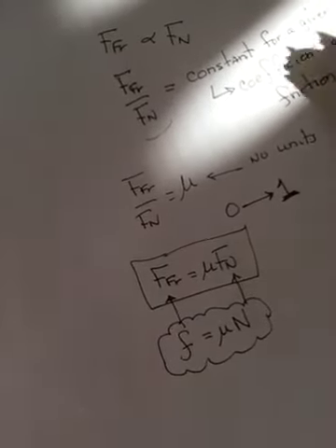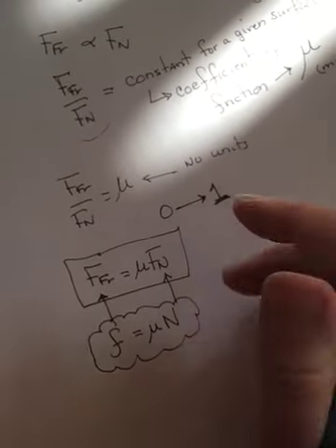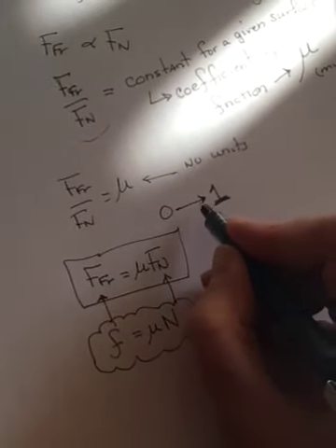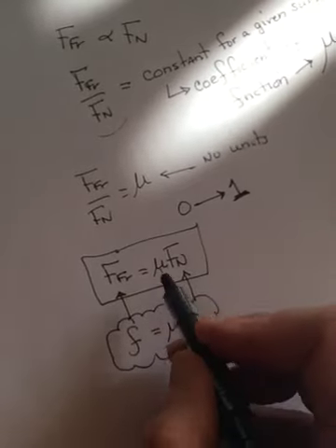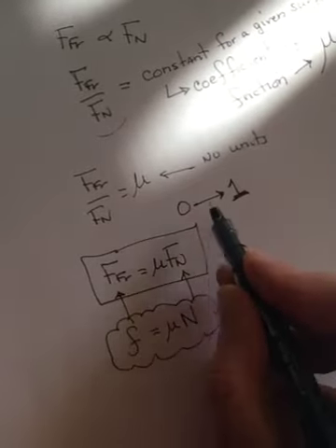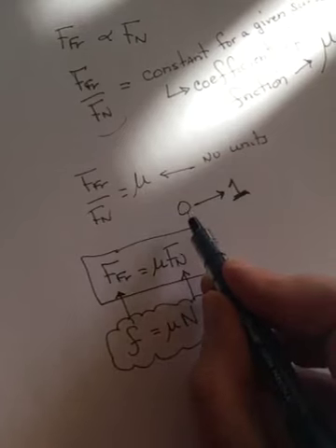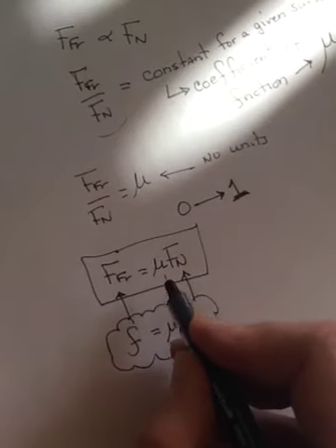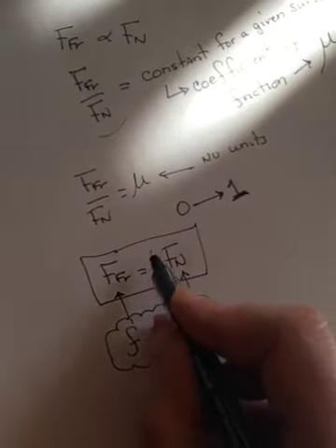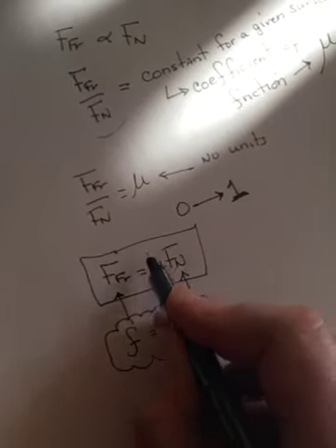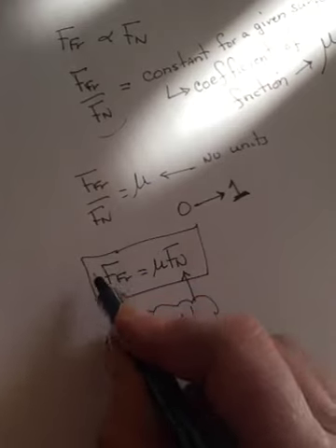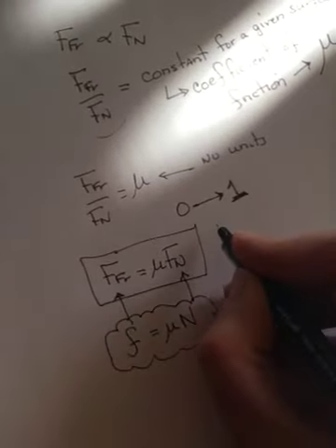Now back to the coefficient again for a minute. I said it has a range of values between 0 and 1. When do you think the surface is smooth? When it's closer to 0 or closer to 1? You should be able to tell by looking at the equation. The bigger the mu is, then the bigger mu Fn is going to be and the bigger friction's going to be.